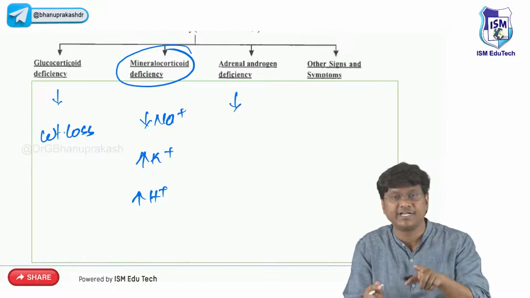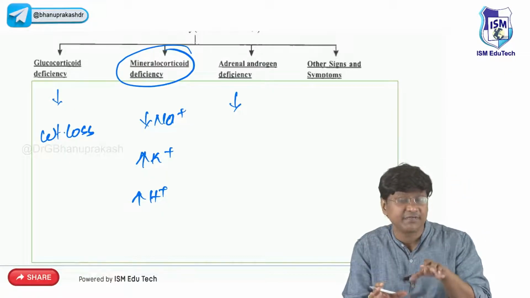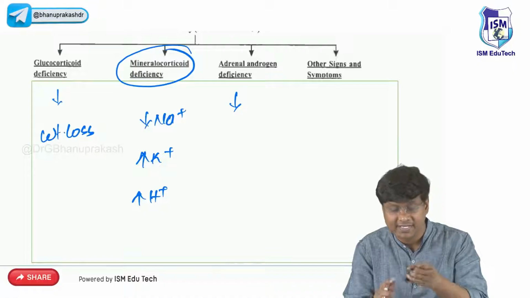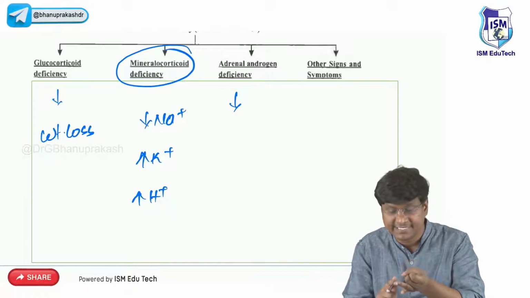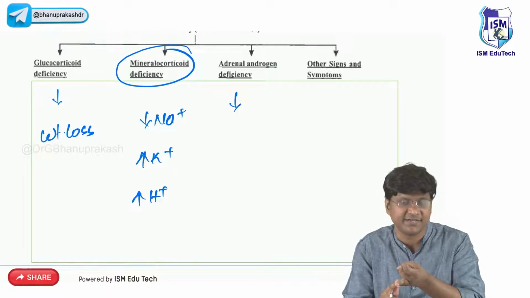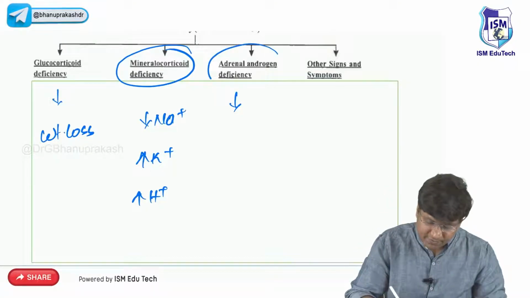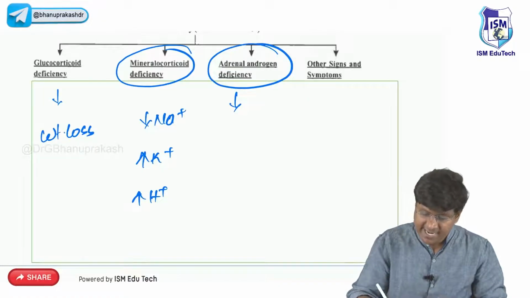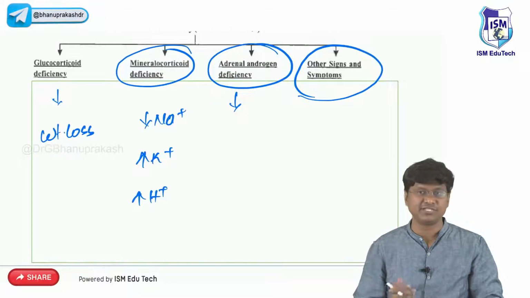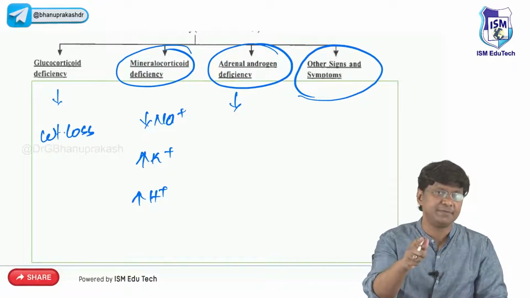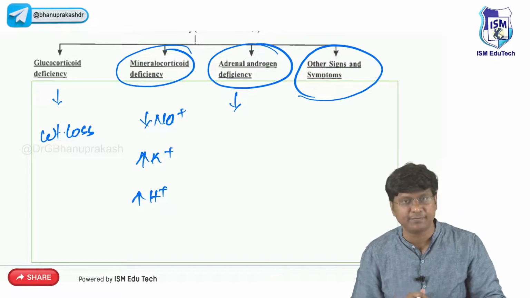And adrenal androgen deficiency, these features are very common in females, where there will be loss of libido, loss of secondary sexual characteristic features, loss of axillary hair, and loss of pubic hair because of the adrenal androgen insufficiency. And other signs and symptoms, just now we have discussed. In primary, you will have hyperpigmented skin, and in secondary, you will have hypopigmented skin.